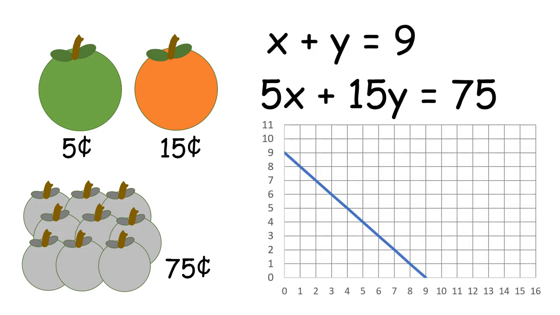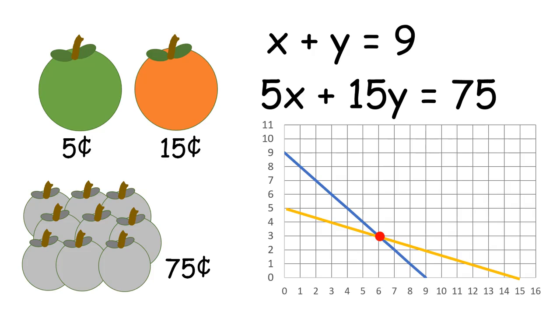So here's a line for that equation. Similarly, 75 cents could buy you 15 apples and no oranges, no apples and 5 oranges, or some other combination where 5x plus 15y is equal to 75. Now the lines from these equations only share one common point, where x is 6 and y is 3, which indicates that you bought 6 apples and 3 oranges.